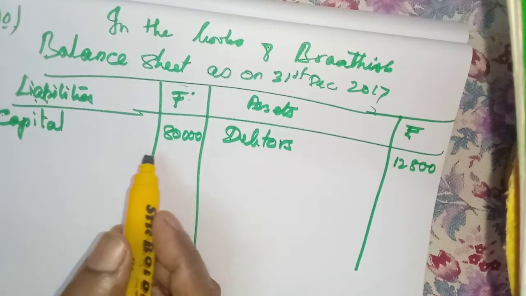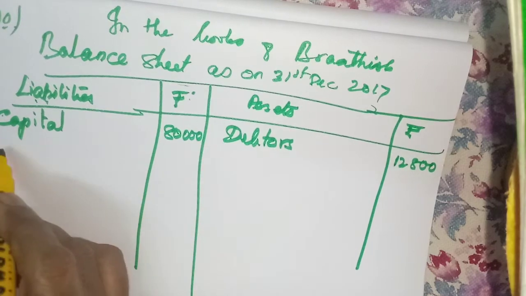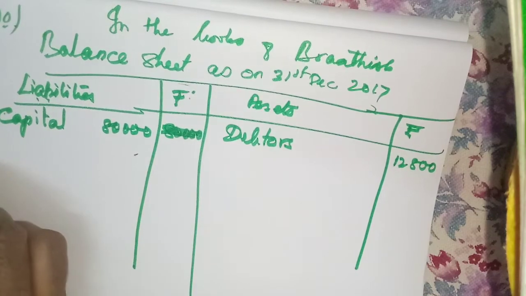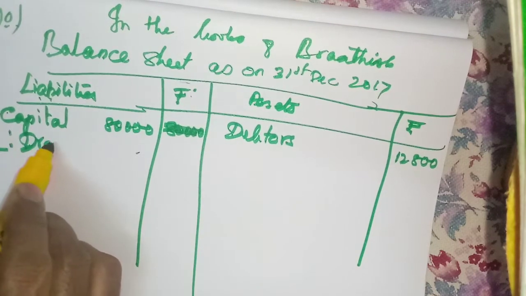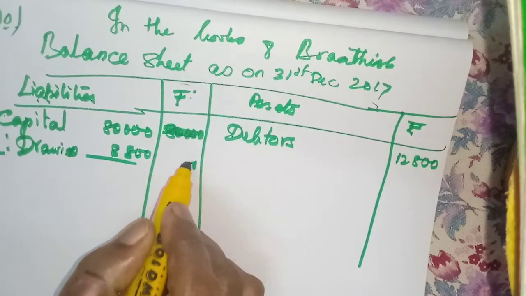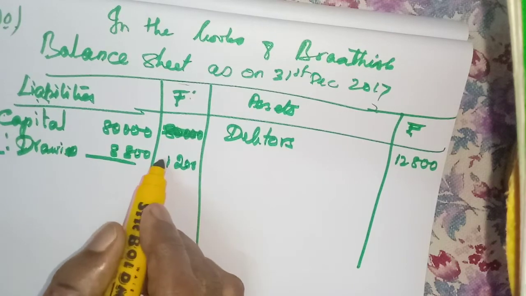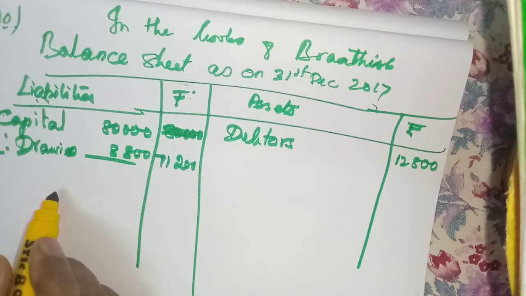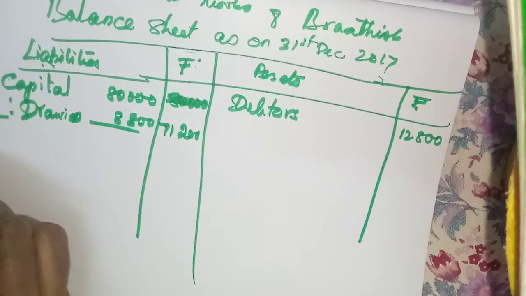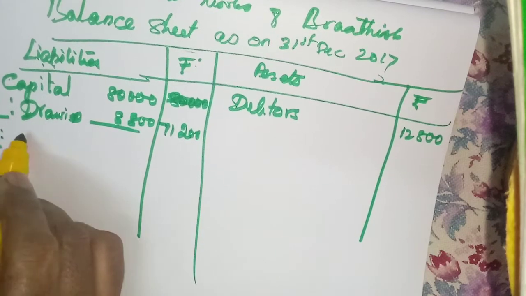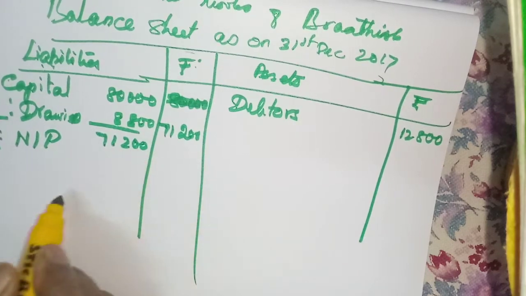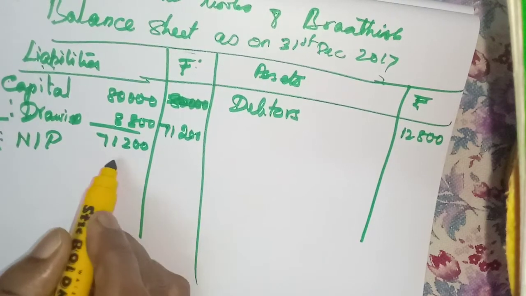Here. Okay. Here from capital and drawings we cannot write here. From the capital we have to deduct the drawings. Less drawings 8,800. 71,200. Sorry students, again we need to add net profit. Okay, net profit is 4,800.